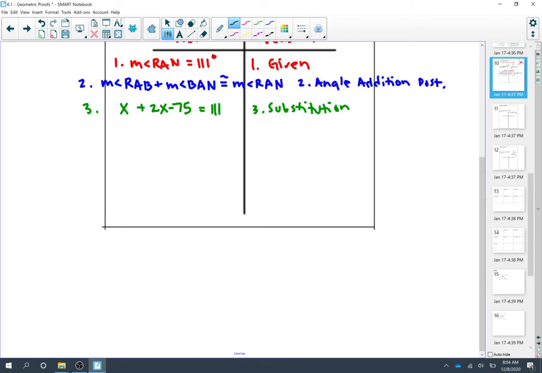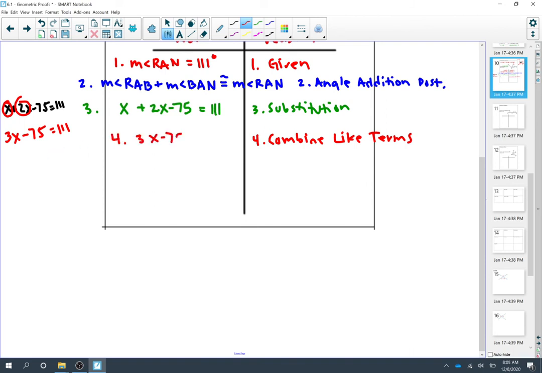So if we need to, scratch work over on the side. We have x plus 2x minus 75 equals 111. The first thing I'm going to do is take the x, add it to the 2x, which gets me 3x minus 75 equals 111. Now, once again, that is not addition because they were on the same side of the equation. If they're on the same side of the equation, that is simply combine like terms. And when we did that, we got 3x minus 75 equals 111.